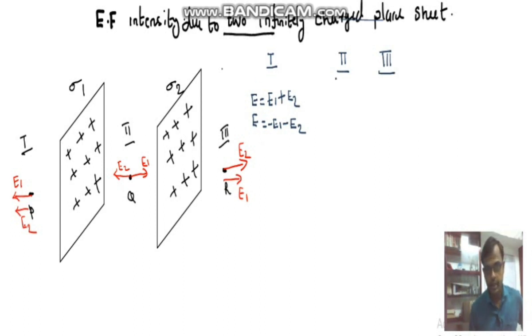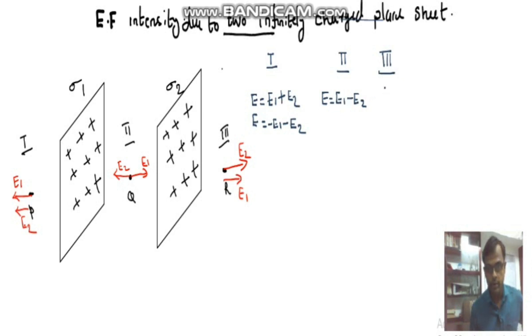But in the second point, that is in between the two plane sheets, what is the total electric field? E is equal to E1 in the right direction, E2 in the opposite direction. So I can write here at the second point, E is equal to E1 minus E2, E1 to the right side, E2 to the left side. So it can be like this.